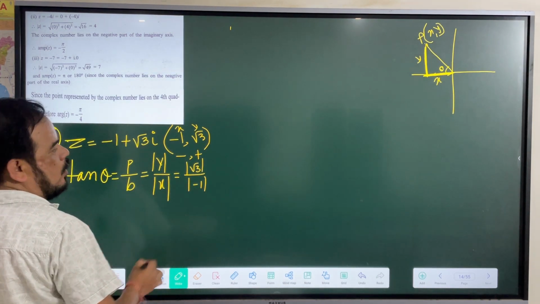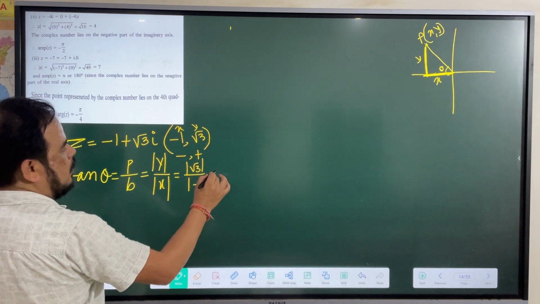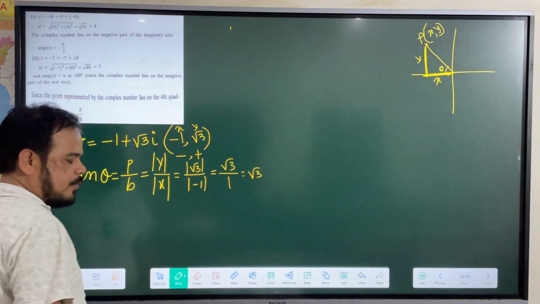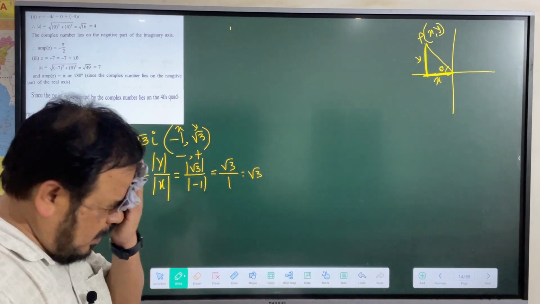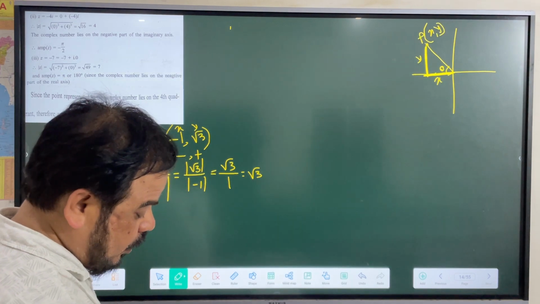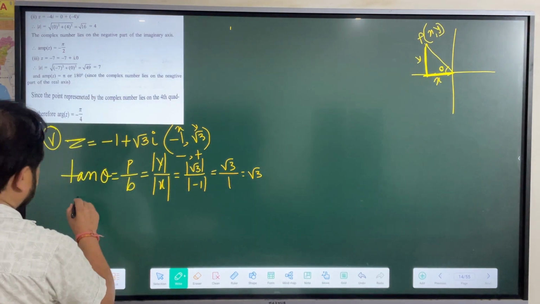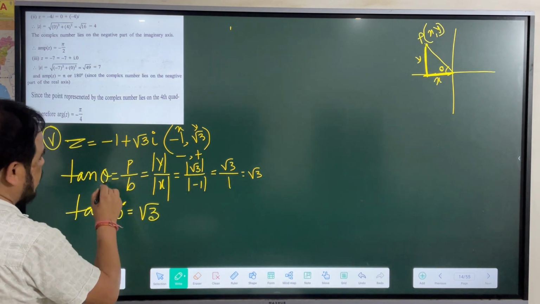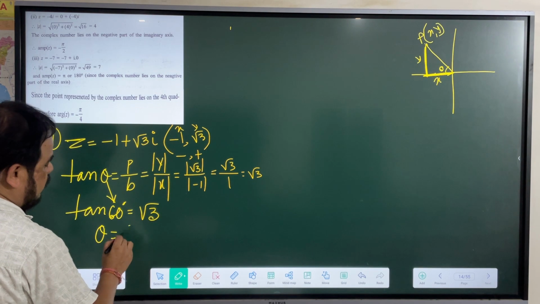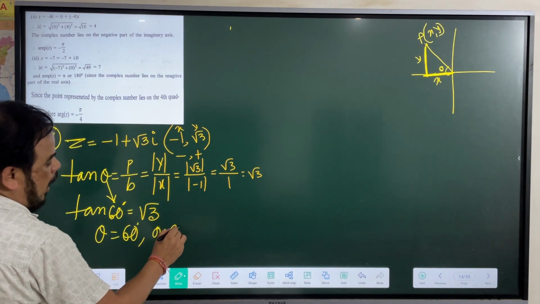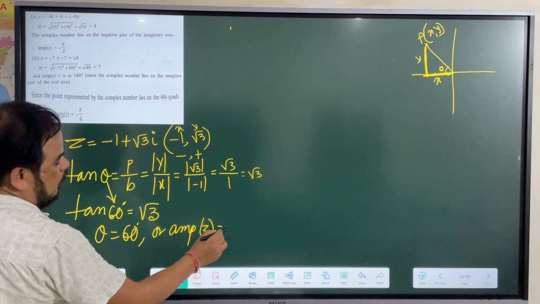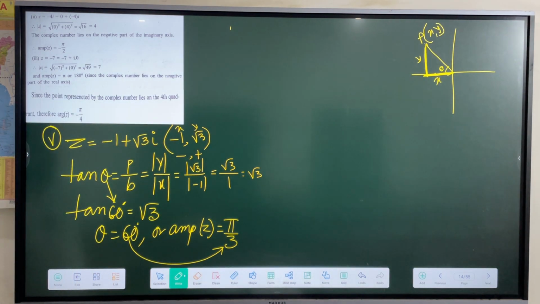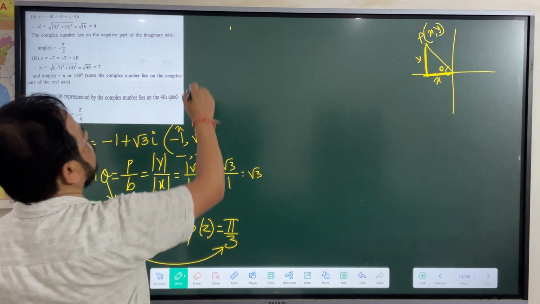Mod of y by mod of x. So mod of root 3 is root 3. Mod of minus 1 is 1, equals root 3. So root 3 is how much? Already you have got tan 60 degrees equal to root 3. That means in place of theta, theta equals 60 degree, or we can write amplitude of z equals pi by 3. 60 degree can be written as pi by 3. That already we know. Number 6.